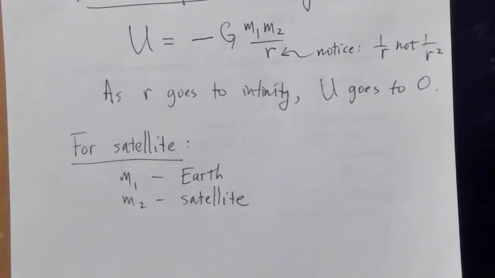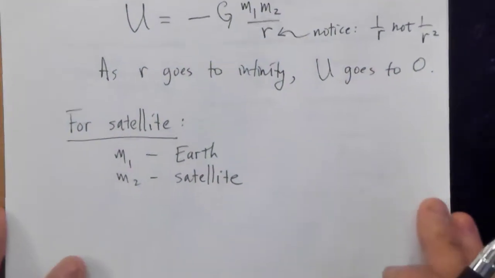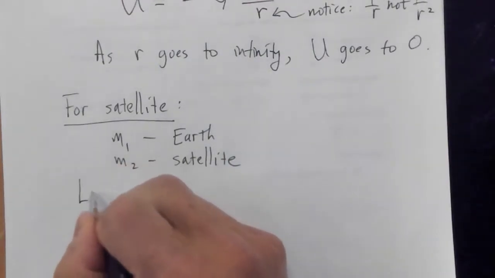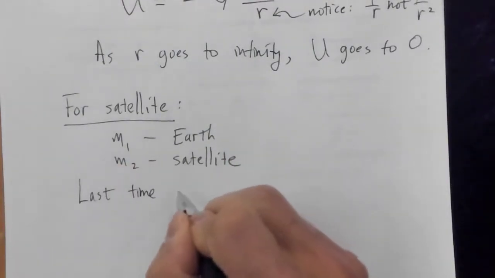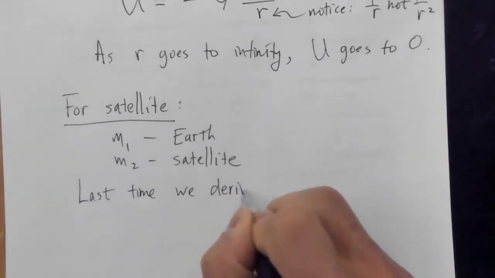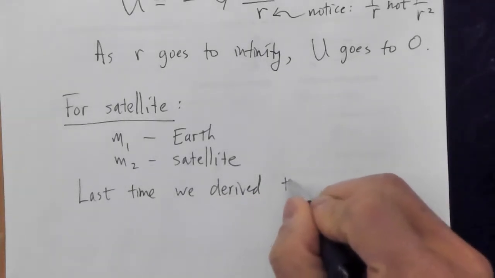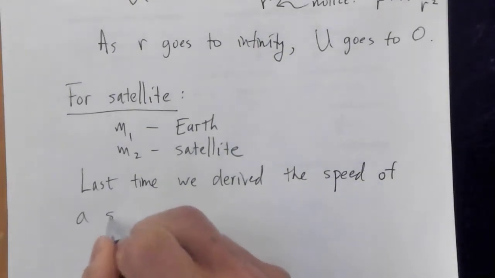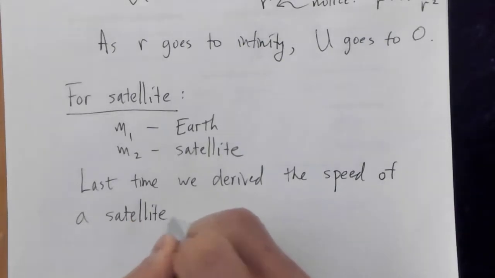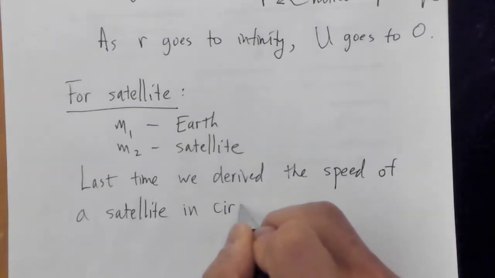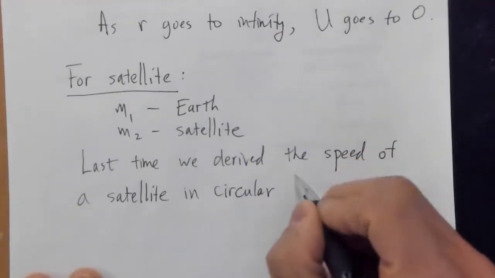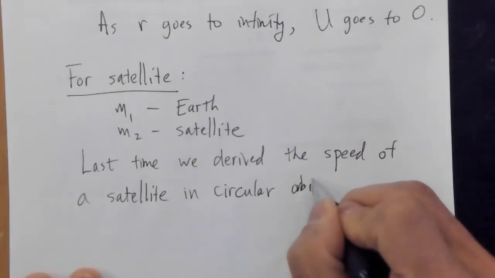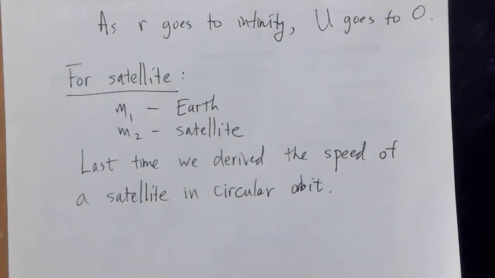Okay, now, do you remember, well, let me remind you, last time we derived the speed of a satellite in circular orbit. Okay. How did we derive it?